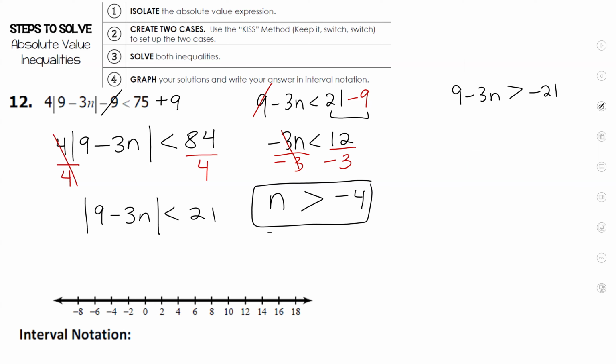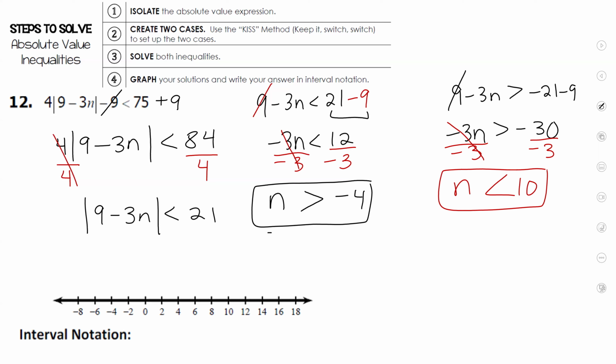Okay, now I'm going to subtract 9 on this side. -3n is greater than -30. Divide by -3. Guys, I divided by a negative again. That means this sign will now be a less than symbol. Change the sign. -30 divided by -3 is a +10. So these are your two inequalities.